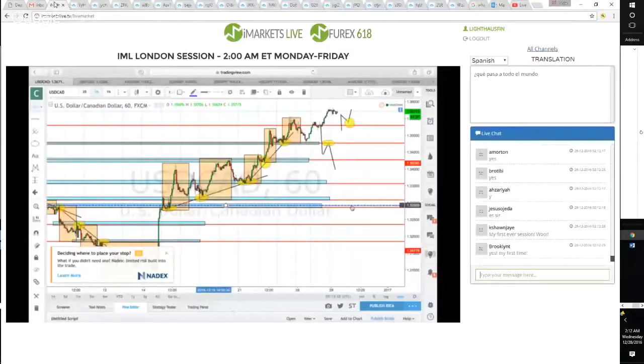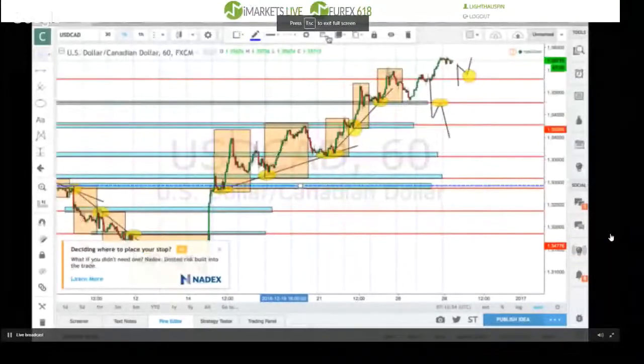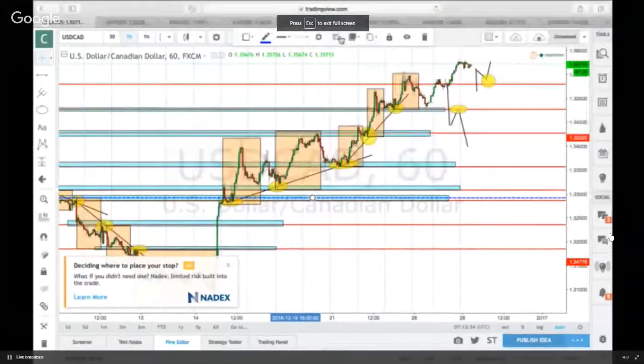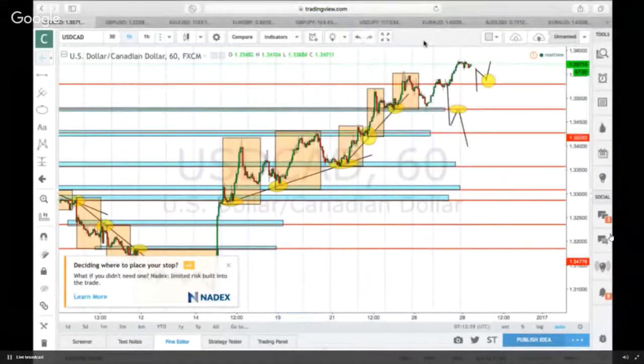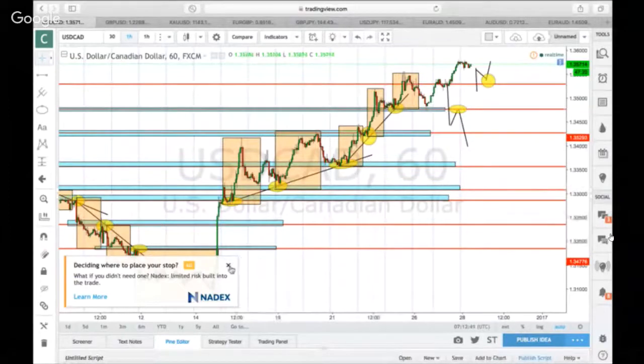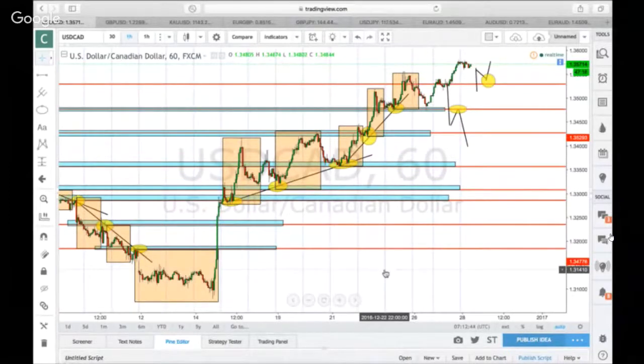USD CAD. Okay, USD CAD, USD CAD. Now, the reason why I want to go over this is because I want to show you guys exactly how market structure continues to do the exact same thing over and over again. And once you start to understand that, that's when we can really capture every piece of market structure that we could possibly get.